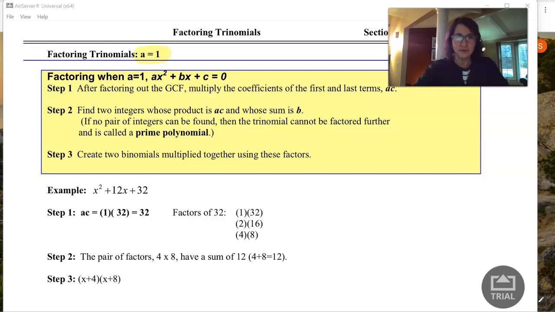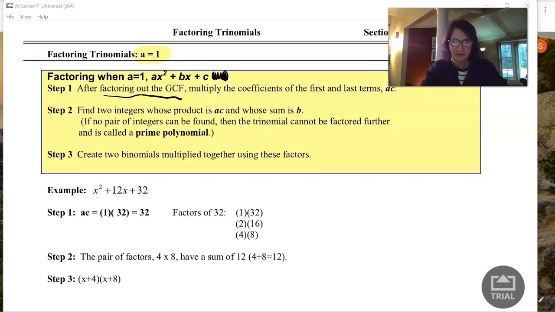So if we've got a trinomial that's in standard form, and actually let's take off the equal 0. Okay, so if we have ax squared plus bx plus c, and if our a is equal to 1, then this is what we're going to do. We're going to first factor out the GCF, okay? Always your first step. Second, we're going to find 2 integers whose product is AC and whose sum is B.